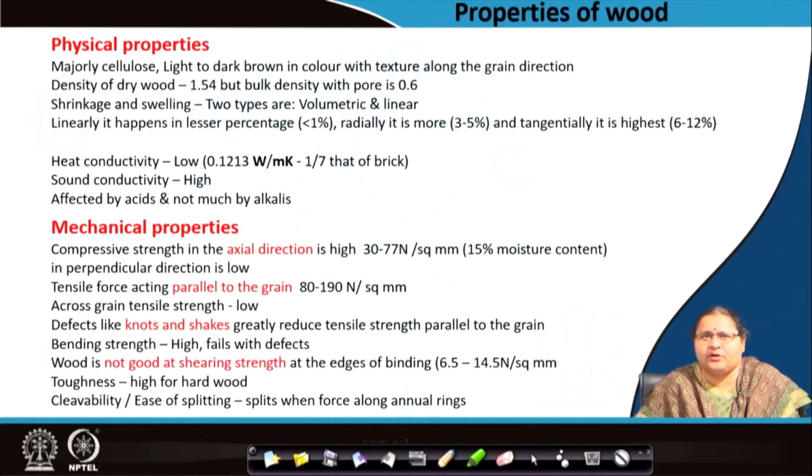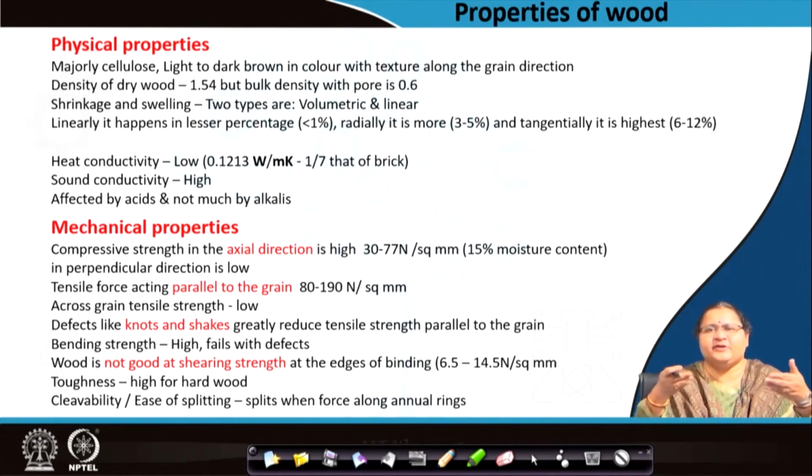But it conducts sound. It is affected by acids but not much by alkalis. So, these are chemical properties. Now, we come to the mechanical property, which we are much concerned with because we use wood as a structural member also. As I told you earlier, truss is one such. All our wooden furniture, there you are actually either putting compressive load or you are subjecting it to tension.